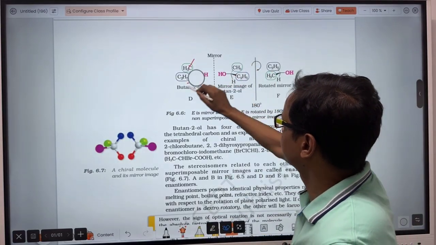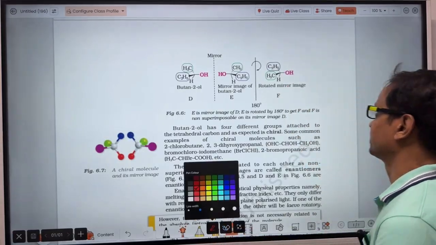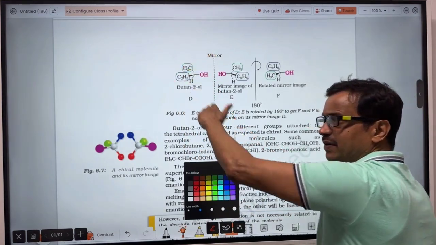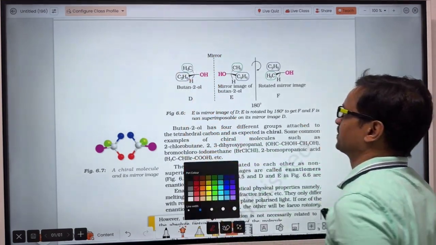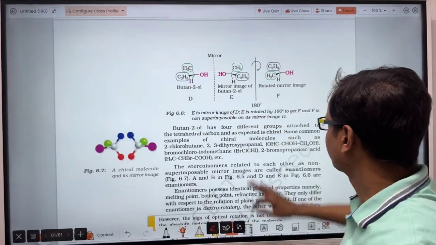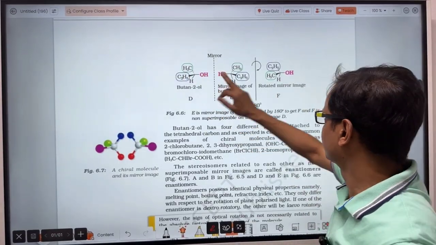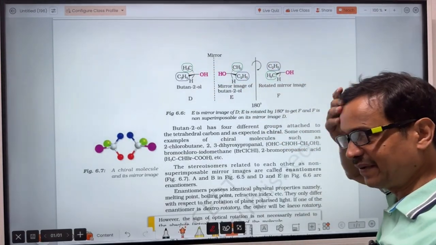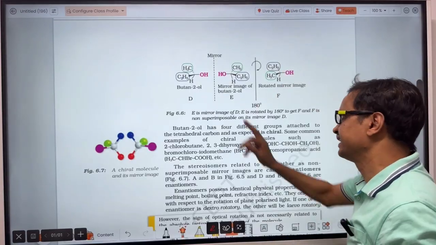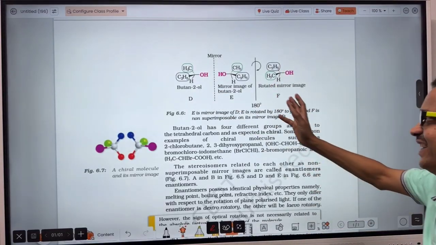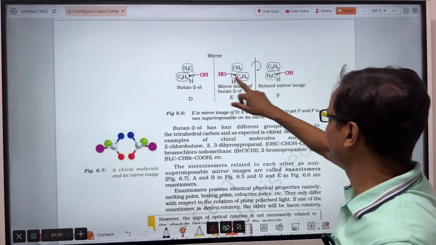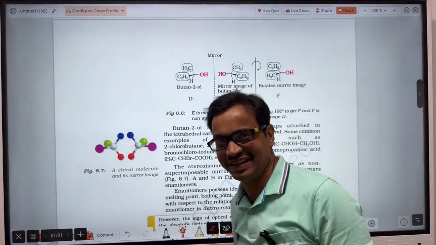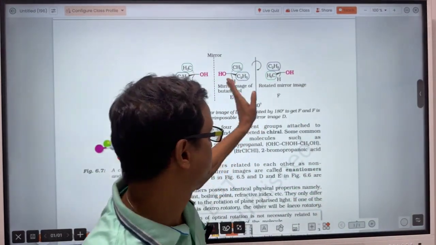Now what happened? It's mirror image here. Watch out. When you rotate through 180 degree, which is towards the observer will become away from the observer, and which is away from the observer will become towards the observer, like this. Hydrogen making this angle. Now when you keep this molecule over this molecule, then what will happen? Methyl will be over ethyl and ethyl will be over methyl. Yes, hydrogen will get covered, and OH will also be covered. But here methyl is above the ethyl and ethyl is over the methyl, so they are not superimposable.